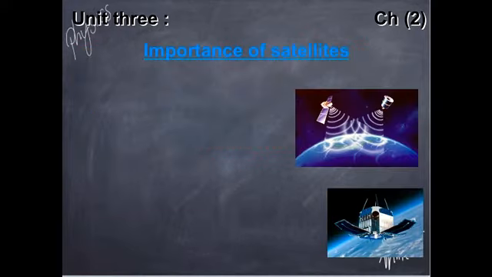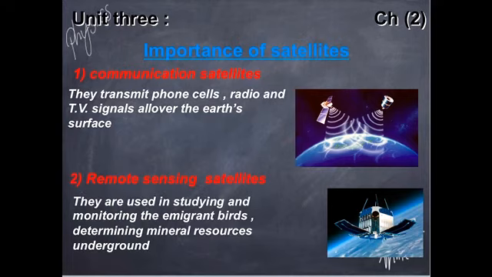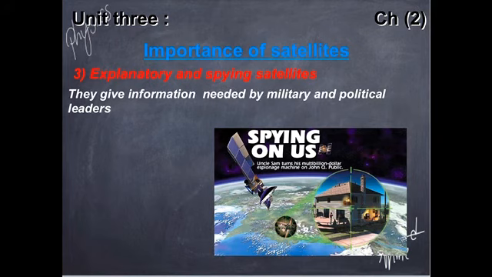What is the importance of satellites? First are the communication satellites, then the remote sensing satellites. The communication satellites transmit phone calls, radio, and TV signals all over the Earth's surface. Remote sensing satellites are used in studying and monitoring migrant birds and determining mineral resources underground. The last are the exoplanetary and spying satellites, as they give information needed by military and political leaders.